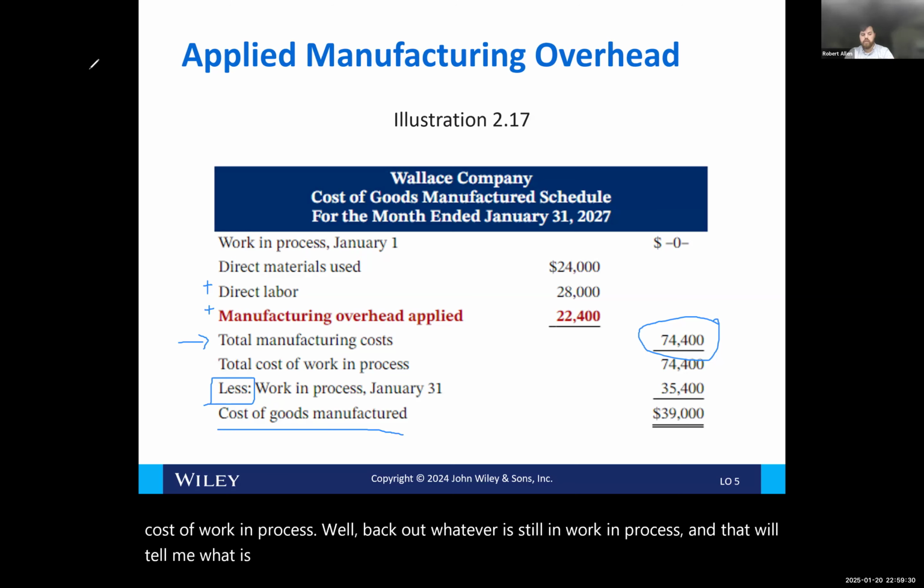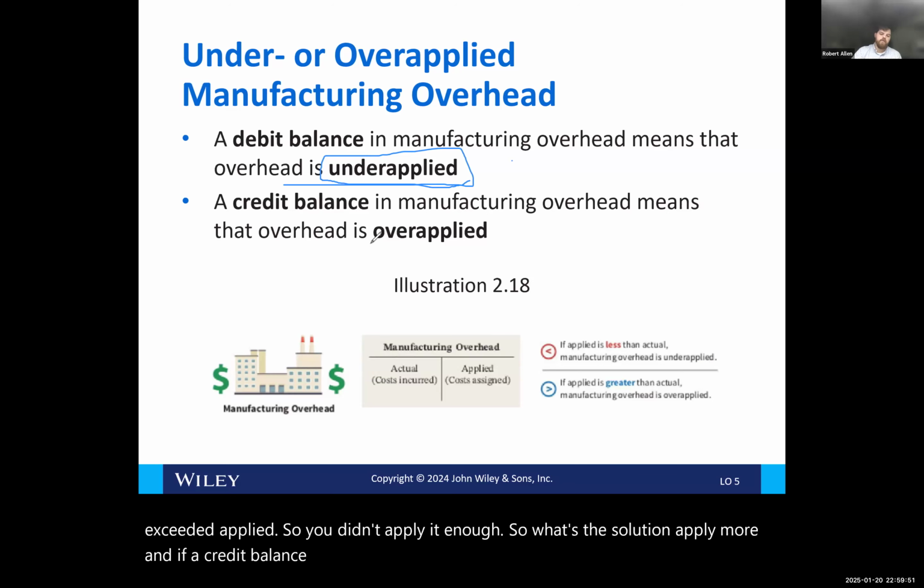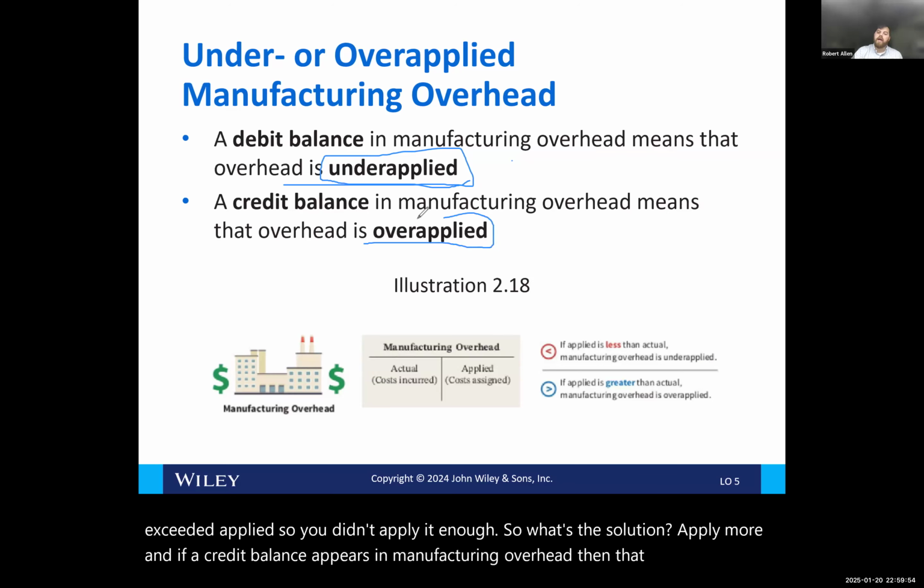Now, this is where we want to talk a little bit more about what we talked about earlier. A debit balance in manufacturing overhead means overhead is under applied because actual exceeded applied. So you didn't apply enough. So what's the solution? Apply more. And if a credit balance appears in manufacturing overhead, then that overhead is over applied. And so we want to see how we actually correct this. So here's kind of the rule for what happens. If applied is less than actual, manufacturing overhead is under applied. If applied is greater than actual, then manufacturing overhead is over applied.